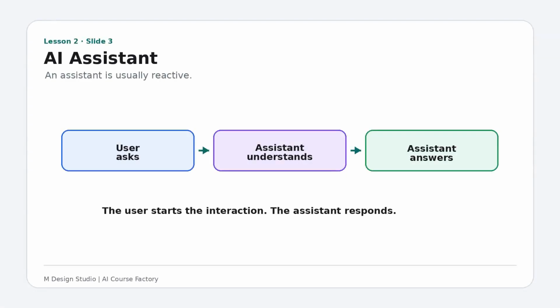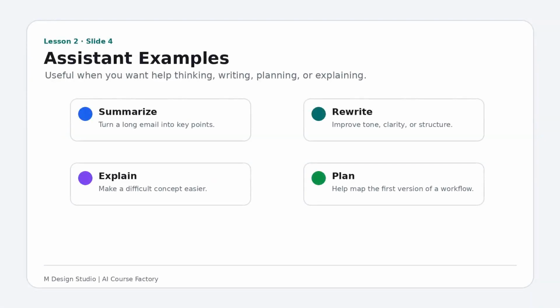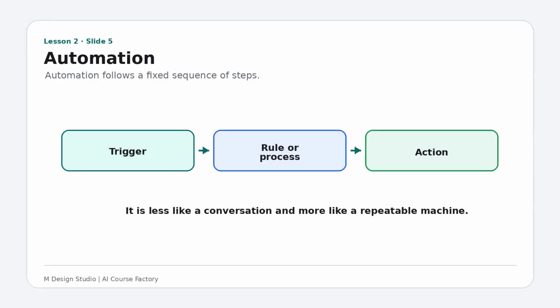An AI assistant is usually reactive. You ask a question, give instructions, or paste information, and the assistant responds. This is very useful, but the assistant normally waits for you to start the interaction. For example, you might ask an AI assistant to summarize an email, rewrite a paragraph, explain a concept, or help you plan a workflow. The assistant helps you think and prepare, but you are still manually controlling most of the process.